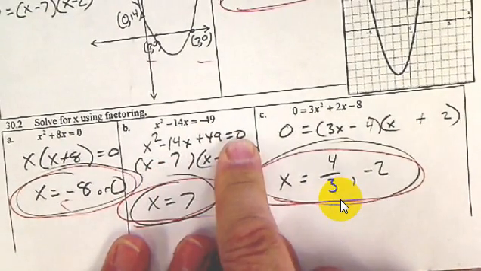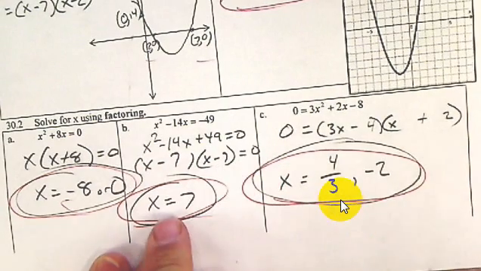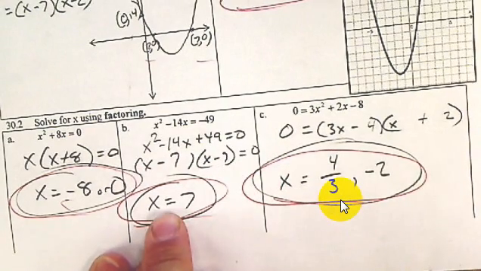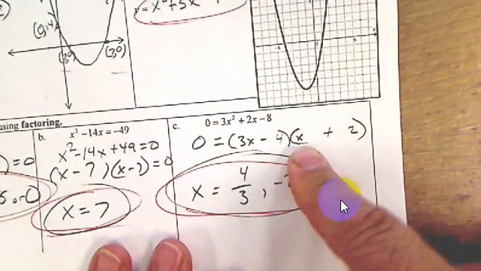Get it equal to 0, so I can factor and use the zero product property. And there's just one answer of 7 on that one. I factored again.